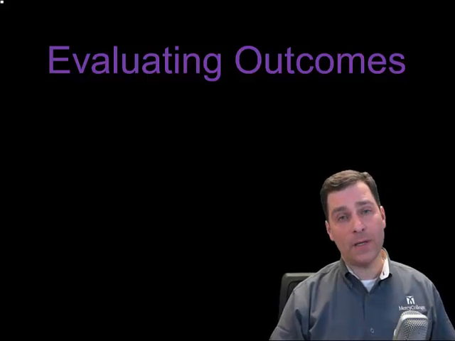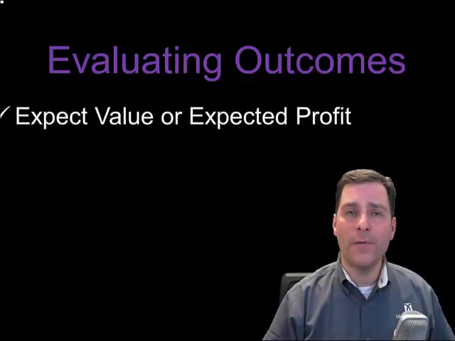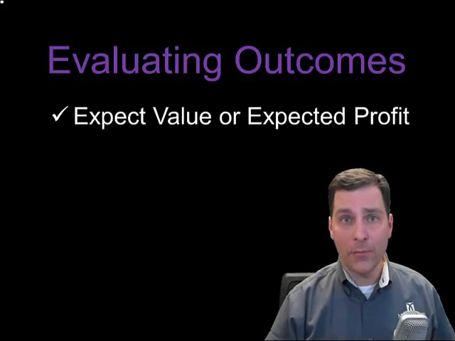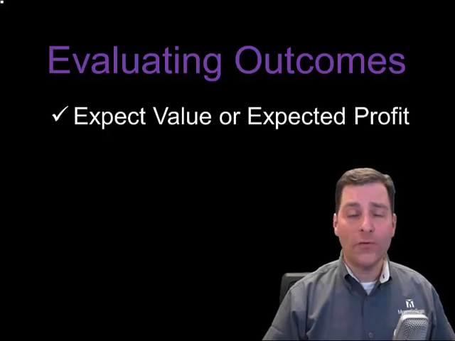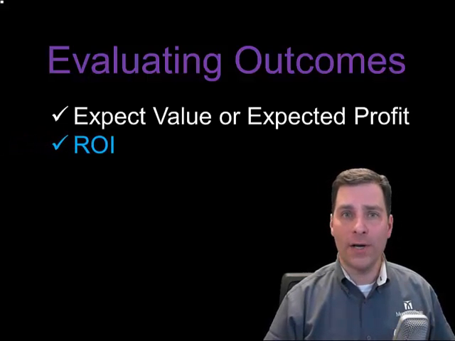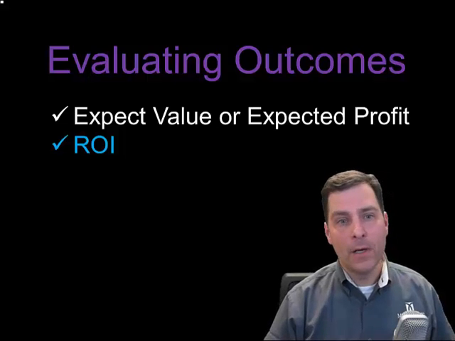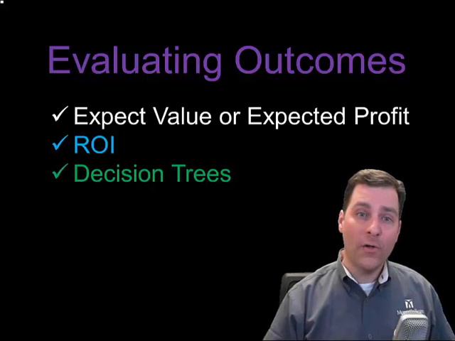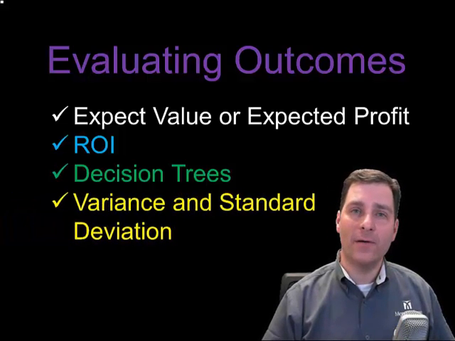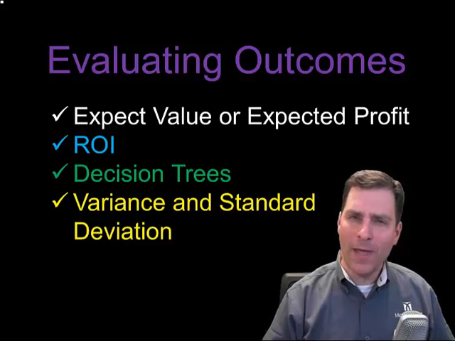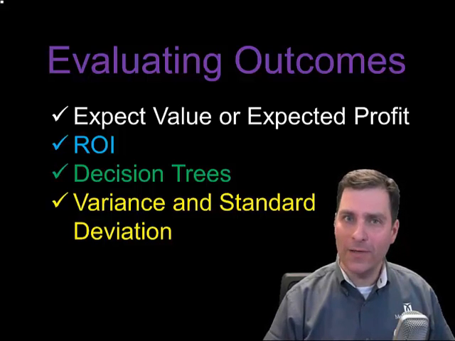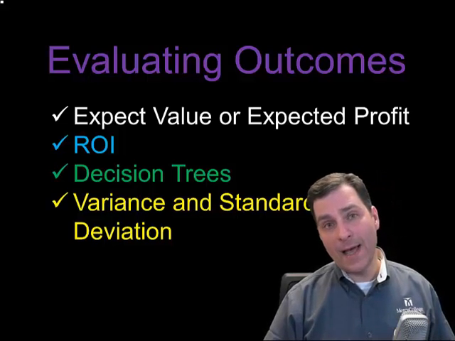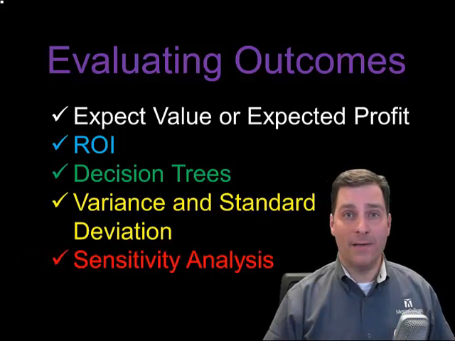In this presentation, we're going to be looking at what's called expected value, or we might be calling it expected profit. Those will be used interchangeably as we go through this presentation today. We're also going to look at ROI, or return on investment. You'll learn how to calculate that. You're going to look at constructing a decision tree. Also, we're going to talk about variance and standard deviation. Now, hold with me through that one, but don't worry, it's relatively easy, and we'll have some examples to illustrate how to calculate those. And then lastly, we'll talk a little bit about sensitivity analysis.